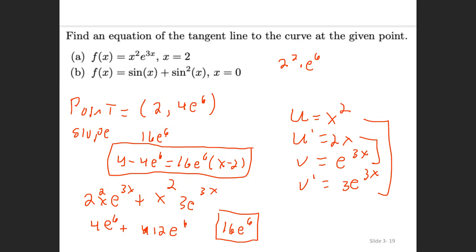All right, so I'm going to let you work on the second one, part B, see what you get for an answer there. Okay, I'm going to erase this so we can work that one out in just a bit.